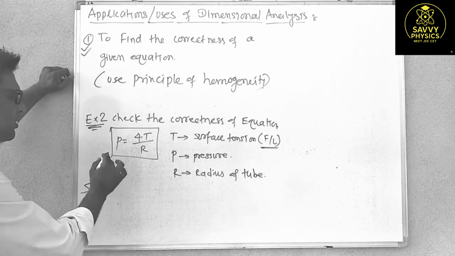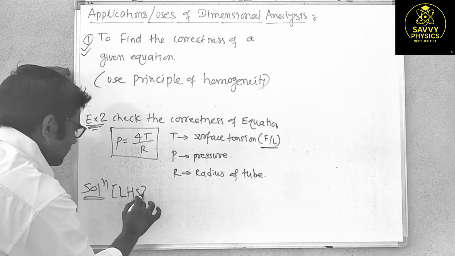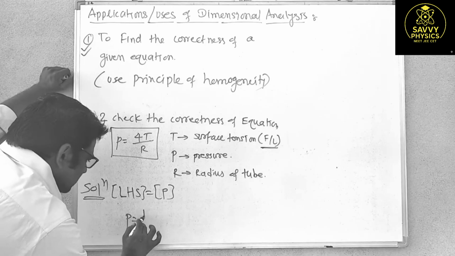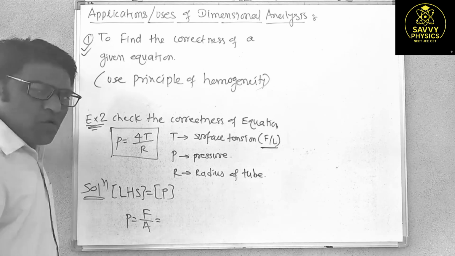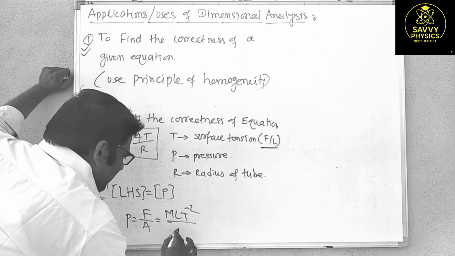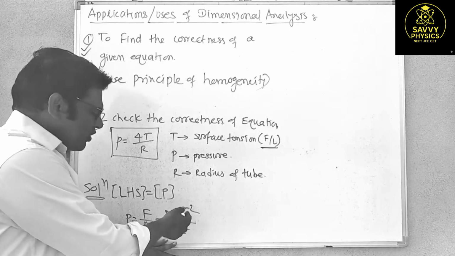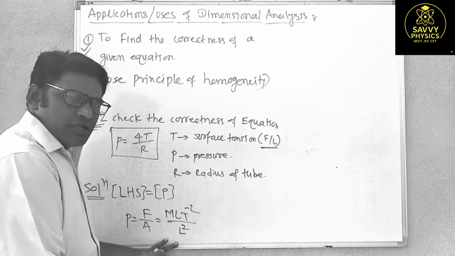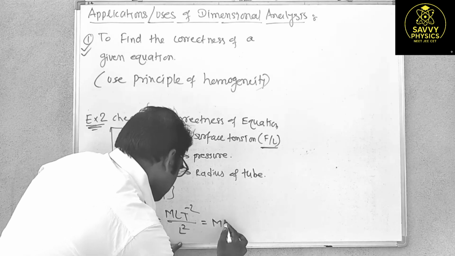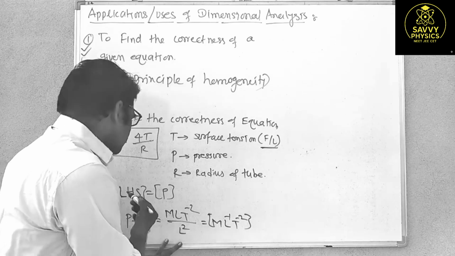On the left hand side, the dimension of P. So what is P? Pressure. So P is equal to force upon area. Yes or no? What are the dimensions of force? M L t to the power minus 2, upon area, L square. Up to now you are familiar with the dimensions of force and area, so directly I will calculate. So this is M L to the power minus 1 t to the power minus 2. Okay, so these are the dimensions of pressure.